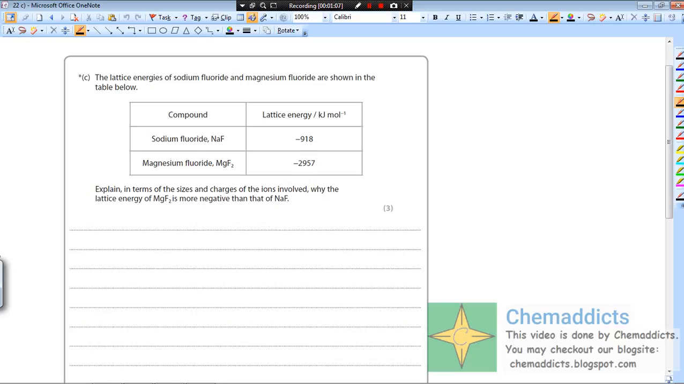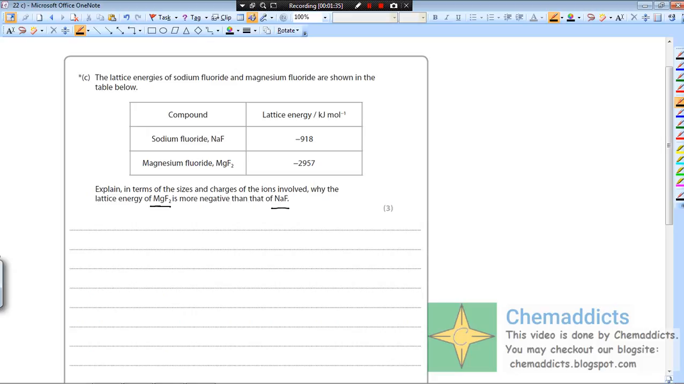Well, by the way, at first, let us read this question, okay? The lattice energies of sodium fluoride and magnesium fluoride are shown in the table below. Explain in terms of the sizes and charges of the ions involved why the lattice energy of magnesium fluoride is more negative than that of sodium fluoride.